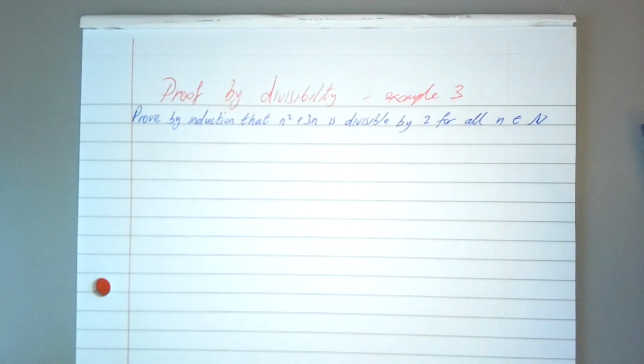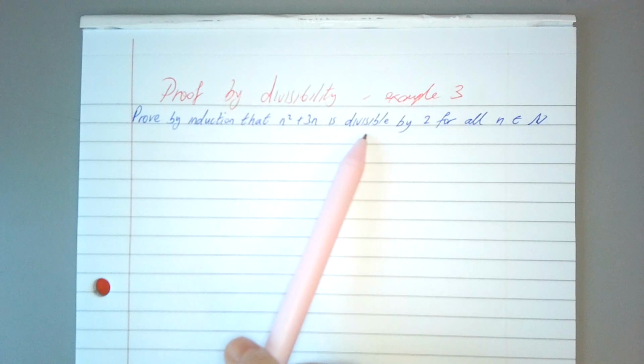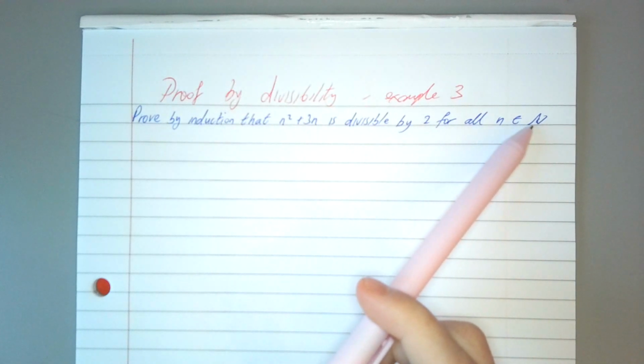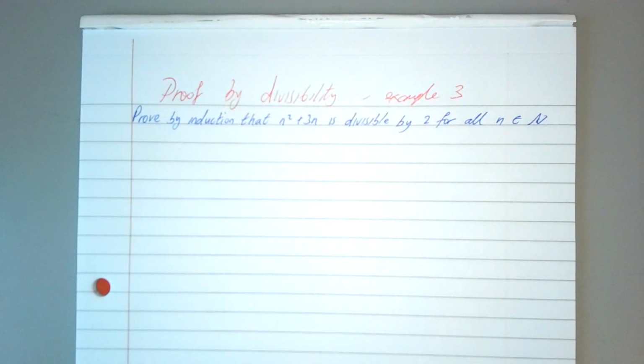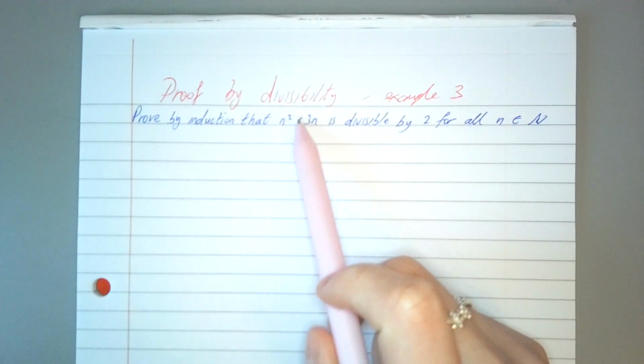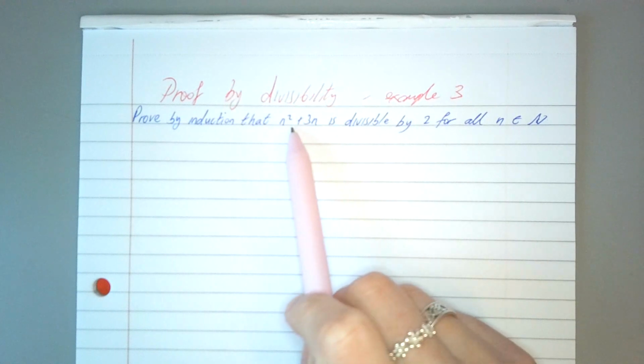Okay, so still on proof by divisibility, we're going for example 3. Prove by induction that n squared plus 3n is divisible by 2 for all n element of natural numbers. This one is slightly different compared to the last two examples in that we don't have n as a power, and in the last two examples we had a minus and then we've got a plus.